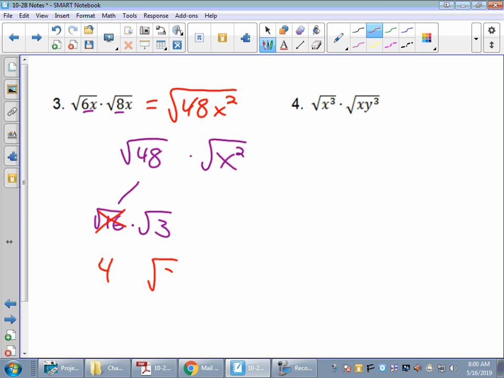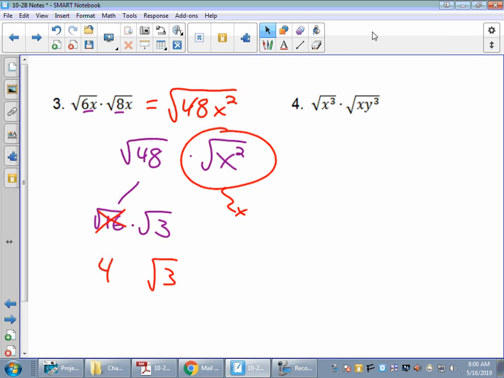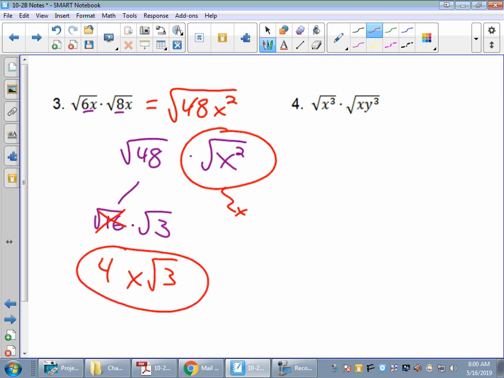I'm going to leave it a little space because we still have to deal with this x squared up here. Okay, don't forget about that x squared. Well, what's the square root of x squared? Or what times itself would give us x squared? It would be x. So I'm going to shift that down here because we want the coefficients outside of the radical. So it'd be 4x times the square root of 3 would be our final answer there.